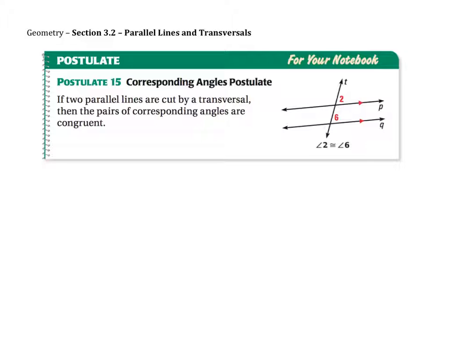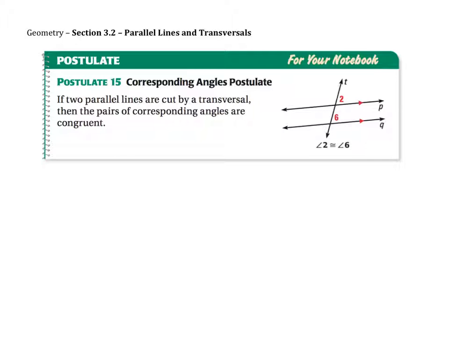It states if two parallel lines are cut by a transversal, so looking at this diagram, lines P and Q are parallel and they're marked as such, just like we saw last section on how you can mark that two lines are parallel, and they're cut by transversal T. Then the pairs of corresponding angles are congruent. So remember, corresponding angles means that if I put these two lines on top of each other, they're the angles that match up. So they're calling this angle 2 and angle 6. They would be sitting on top of each other if line P was put on top of line Q.